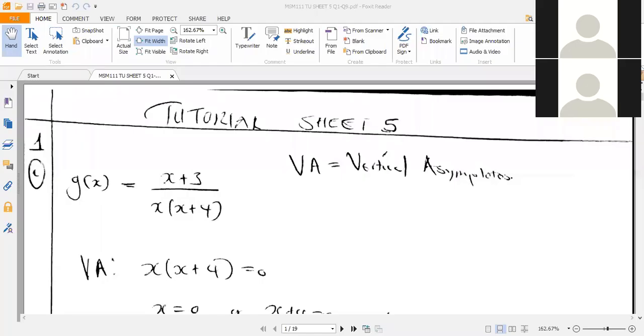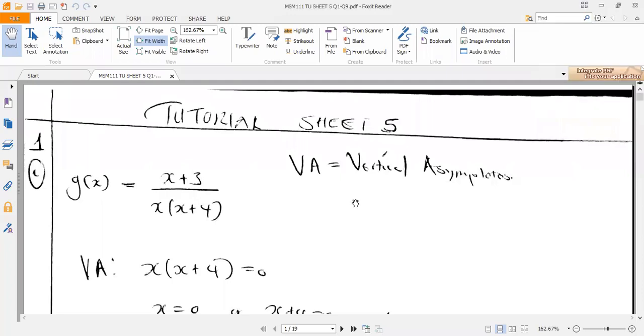Okay, so for tutorial sheet 5, the question was: find the vertical asymptote, if any, and the values of x corresponding to the holes, if any, of the graph of each rational function. So for this question, your goal is just to find the vertical asymptote and the holes. You know that we've been given this rational function here.